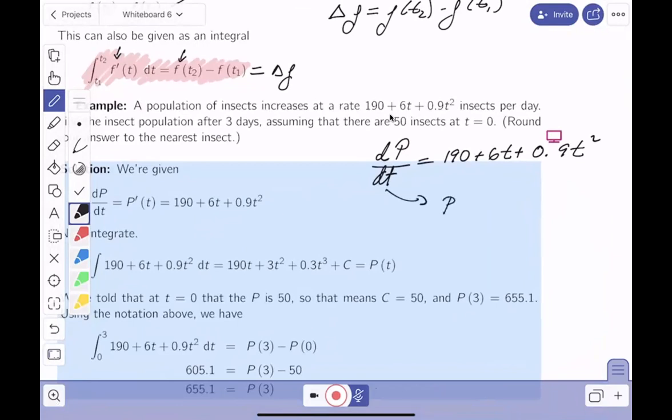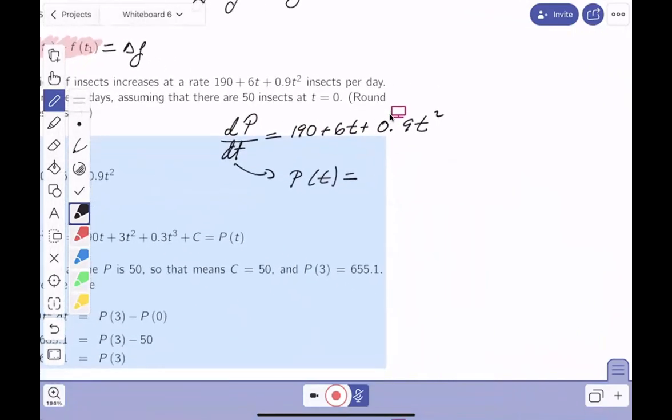And I would say, oh, this is an antiderivative problem where P of t would be its antiderivative. Let's write that down. What do you get? 190t plus, by the way, the rate of this thing is insects per day. Population will be in insects, by the way, as a function of time. Then you're going to get 6t squared over 2, which is 3t squared.